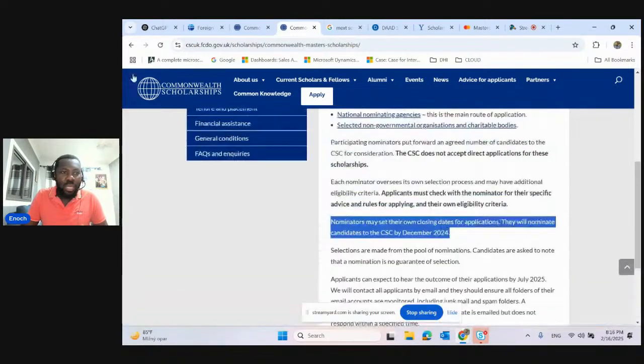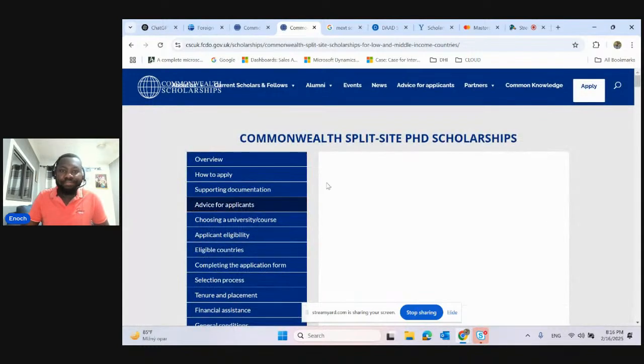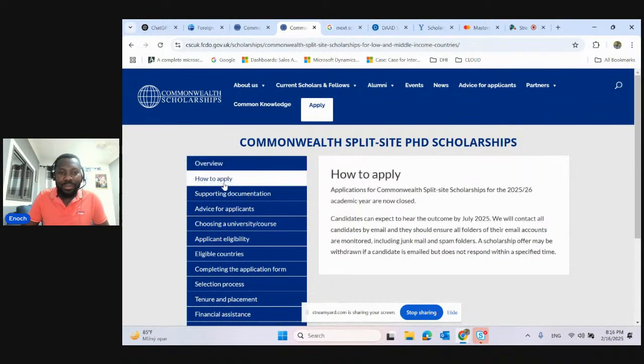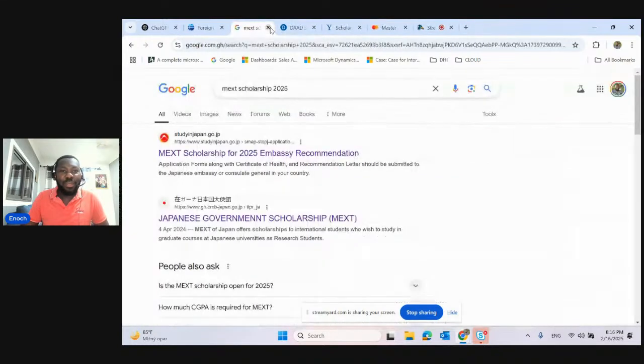Let's quickly look at the PhD. I don't know how many of my people here are PhD students, but let's see if that one is not yet closed. But I don't believe it's available. Yeah, that one is also closed and they are expected to be announced by July 2025. So sorry about this, but yes, these are also available scholarships for international students.